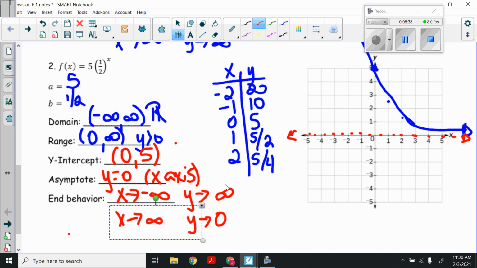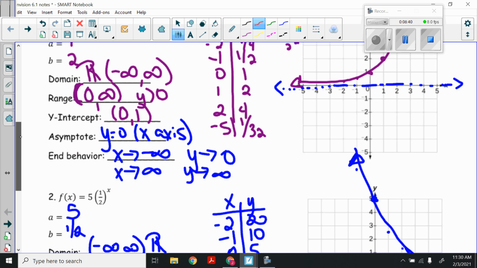So let's look at the difference between this one. My y-intercept. Notice that my y-intercept changed. It's not at 0, 1 anymore, it's at 0, 5. But look, what is my a? My a was 5. Okay? So a plays a role in our y-intercepts. Again, our a will play a role in our y-intercept here.